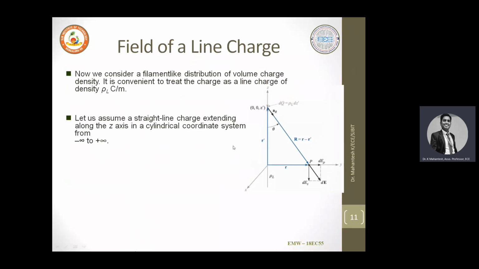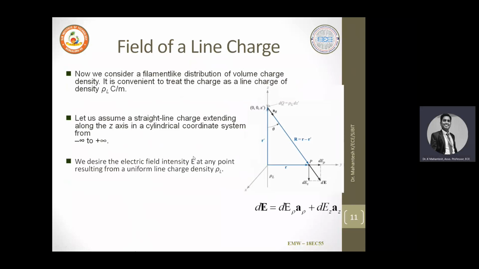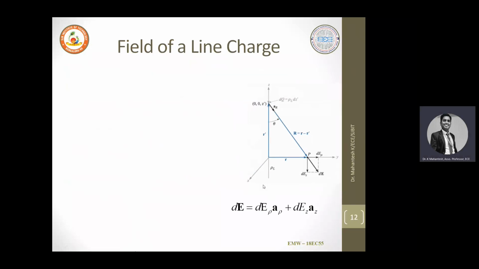Let us assume a straight line charge extending along the z-axis from minus infinity to plus infinity. We desire to compute the electric field intensity at any point resulting from a uniform line charge density rho L. Suppose I consider the point P; the incremental field dE has components in the rho direction and az direction and no a phi direction.